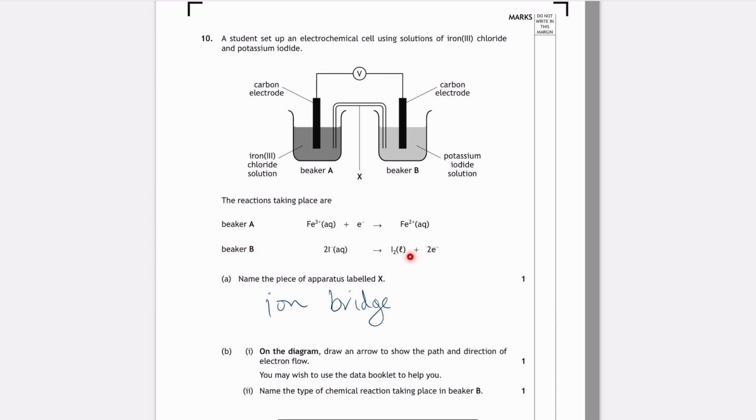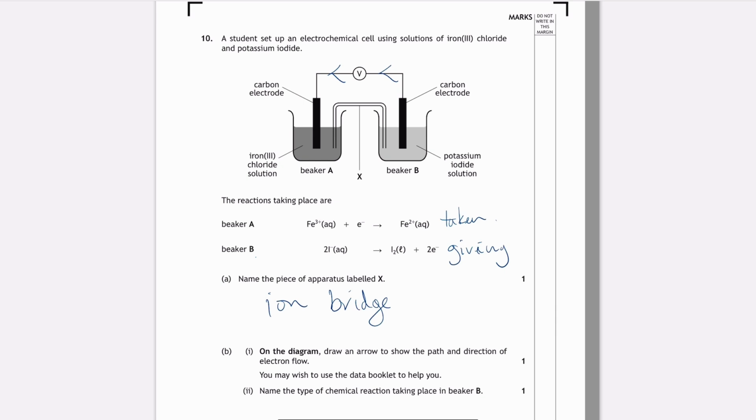So in beaker B, the electrons are being produced, so that means they're giving away the electrons. And in beaker A, the electrons are being picked up, they're being reacted with, so they're being taken. That means the electrons must be going from beaker B to beaker A, and hopefully you remember that the electrons always go through the wires. So we basically just need to draw arrows on the wires going in the direction from beaker B to beaker A.